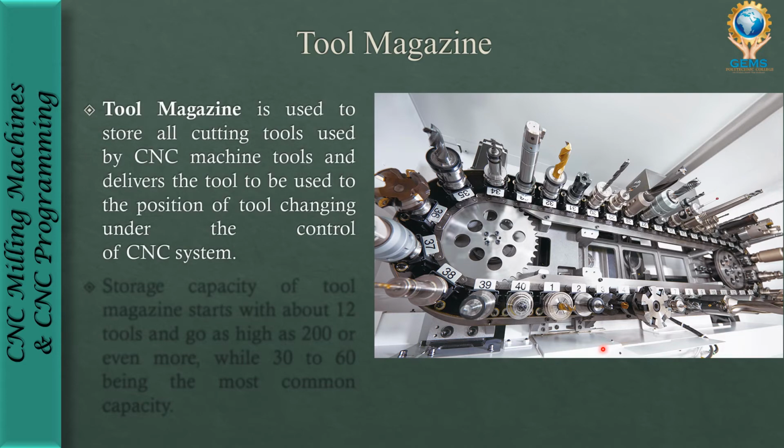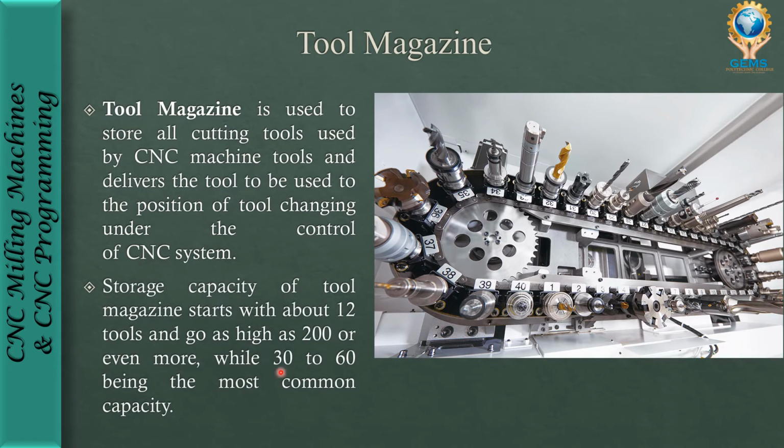A tool magazine is used to store all cutting tools used by CNC machine tools and delivers the tools to be used to the position of tool changing under the control of the CNC system. You can see the numbers provided for the tools. So if you give this number during CNC programming, the program will understand and take the appropriate tool from the number which is mentioned in the program.